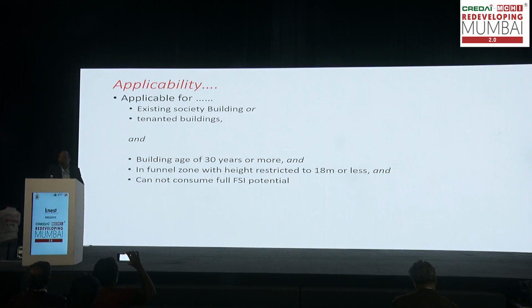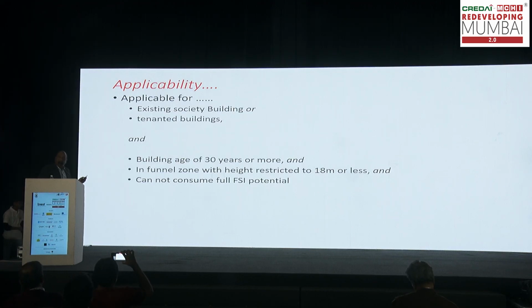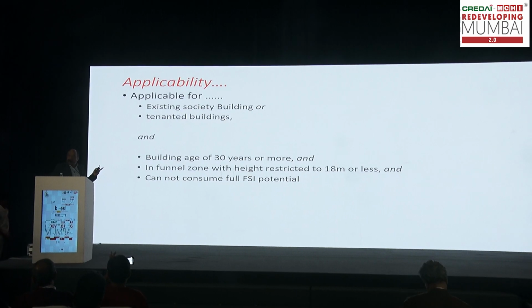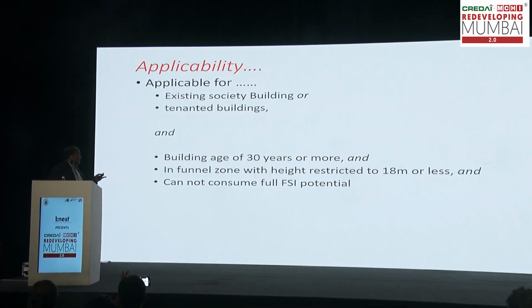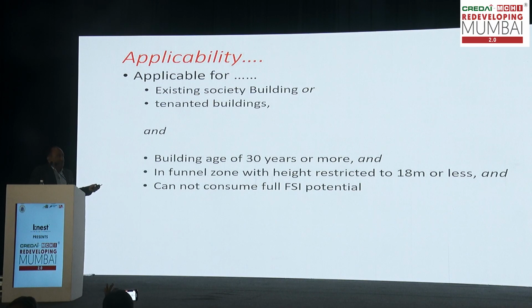Now, to whom is this regulation applicable? It is applicable to existing society buildings or tenanted buildings. Only these two categories of buildings, plus buildings having a minimum age of 30 years, located in the funnel zone, having a height restriction of not more than 18 meters, and which cannot consume the full FSI. Only these buildings are eligible under this regulation.